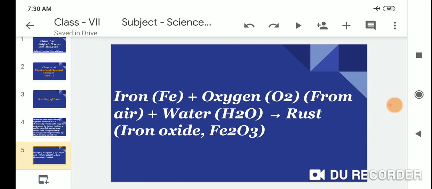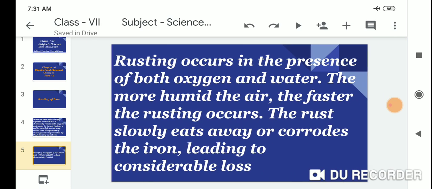Iron, symbol Fe, plus oxygen, O2, from the air, plus water, H2O, equals rust, iron oxide, Fe2O3. This is the equation of rusting of iron.